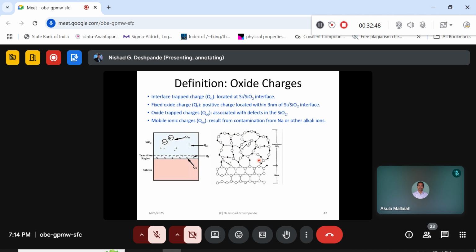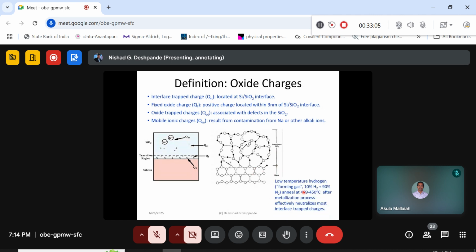Why are we discussing this? Because in the later part, when I discuss ion implantation, this is a very important part coming into the picture for us. So if we understand this initially, the later part becomes easier for us. Okay.